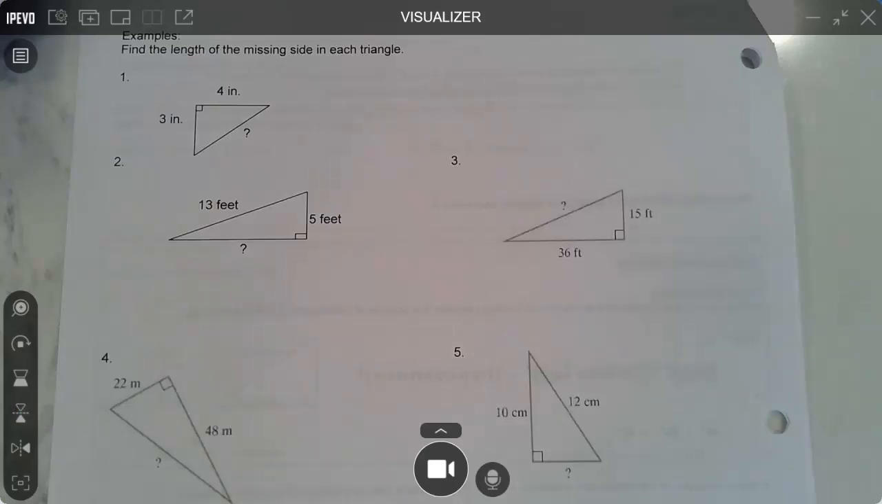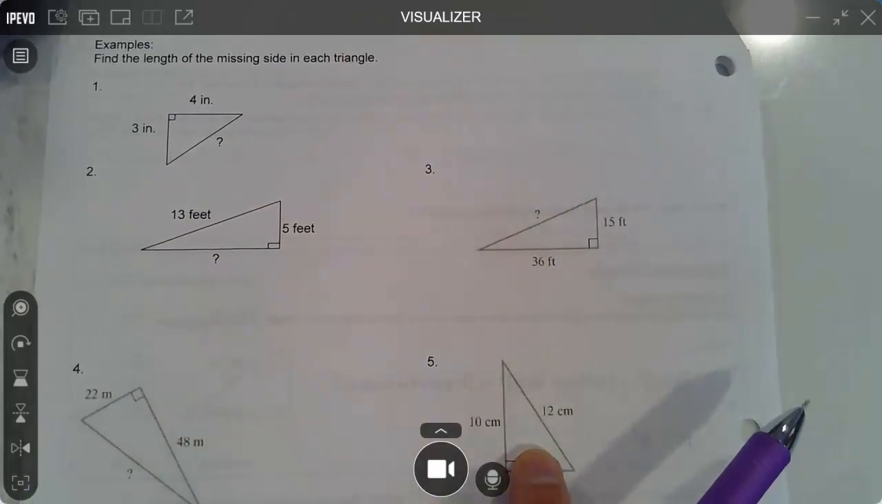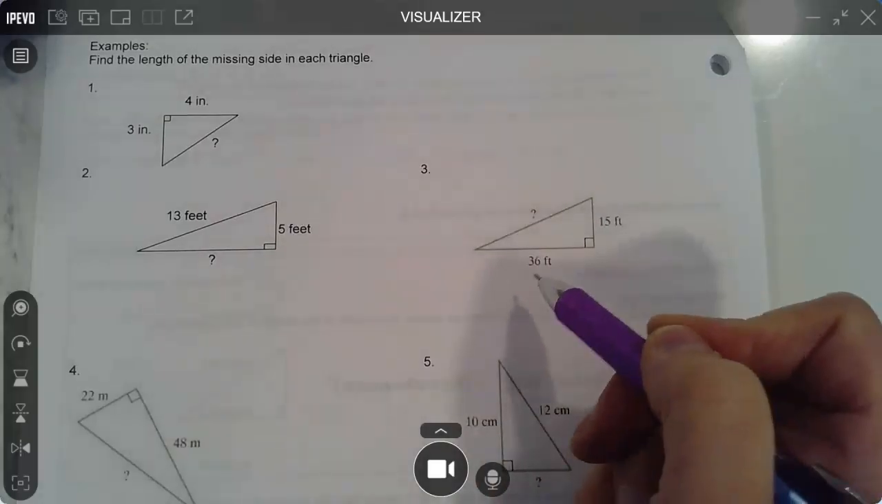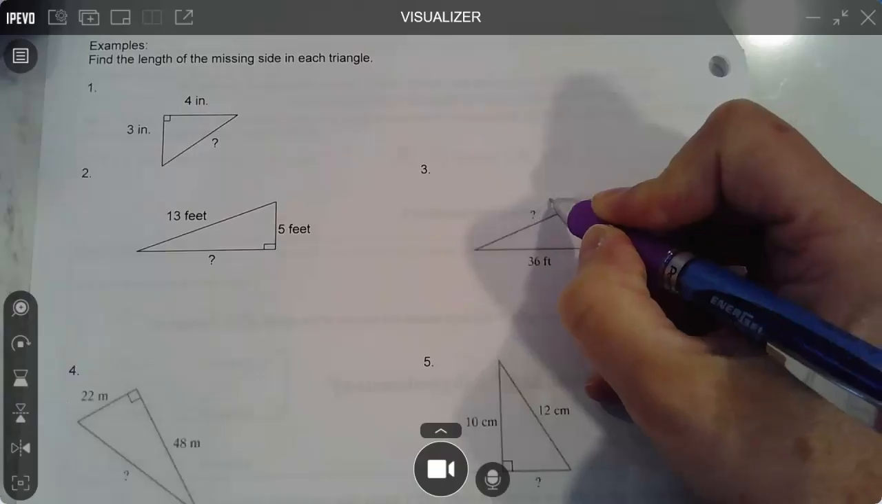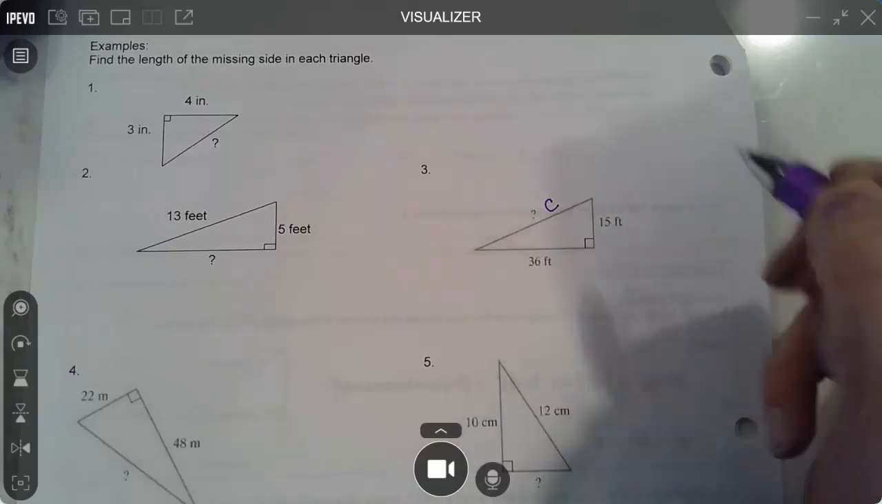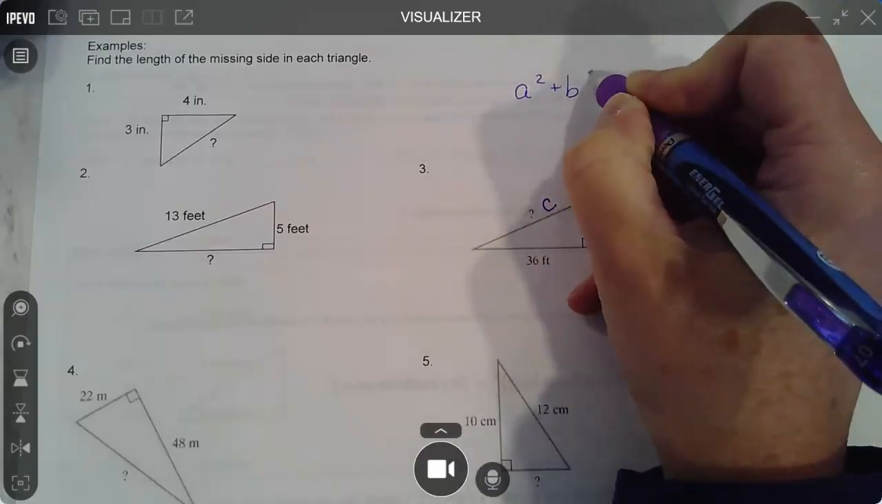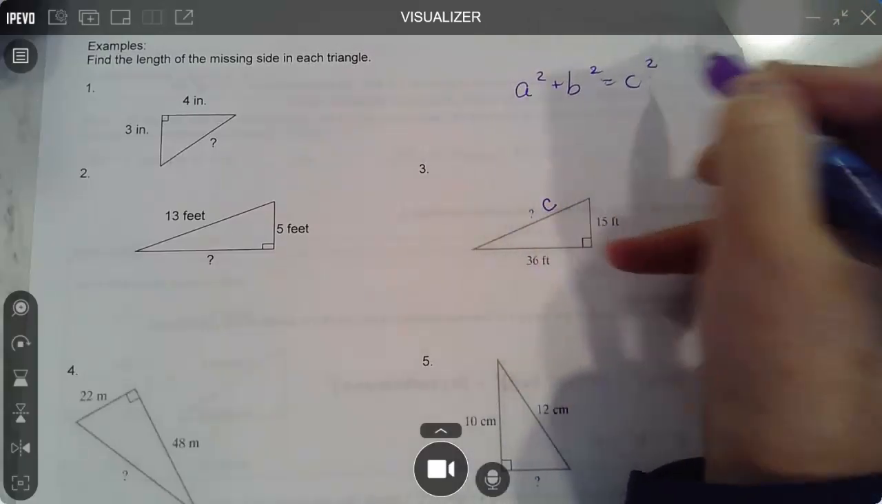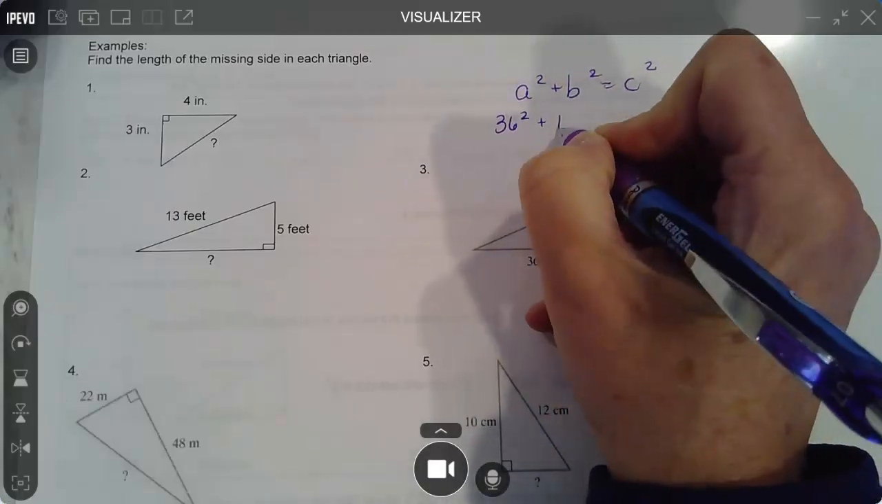All right, so we worked through 1 and 2 in a previous video, and so I'm hoping you worked through 3, 4, and 5, and we're going to go ahead and check our answers. So we're given the two legs of the triangle, so we're trying to solve for side c. So a squared plus b squared equals c squared. So we're given a and b.